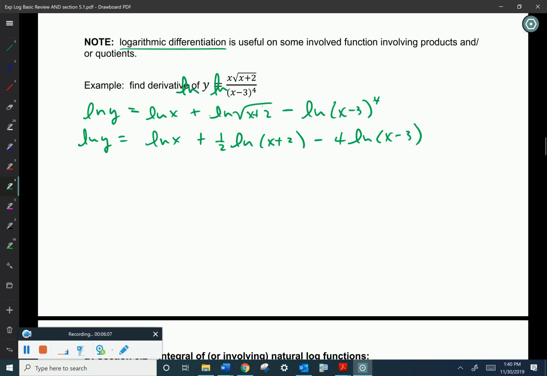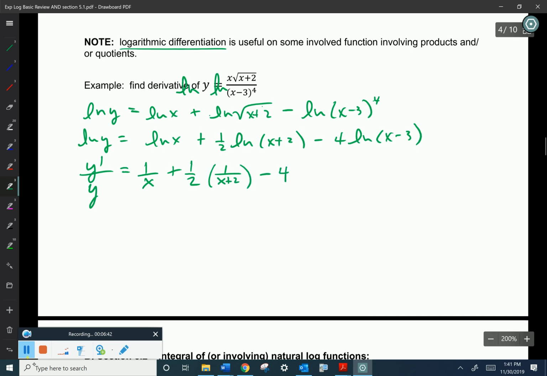Okay, now let's take the derivative of both sides. So the derivative of the natural log of y, well, it's 1 over y, but then think chain rule times the derivative of y. So basically it's going to be y prime over y, just like saying the derivative of log of u is u prime over u, equals derivative of natural log of x, 1 over x, plus, leave the 1/2, the derivative here, think u prime over u, so it's going to be 1 over x plus 2, minus, leave the 4, think u prime over u, so 1 over x minus 3.